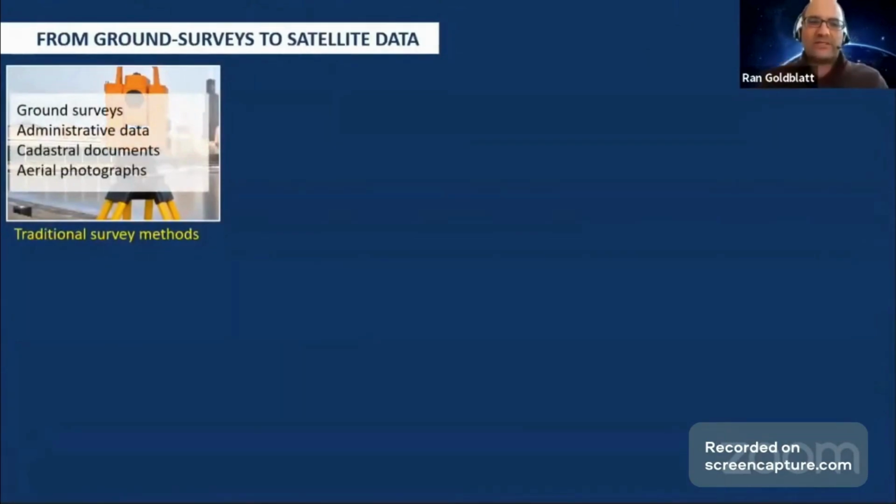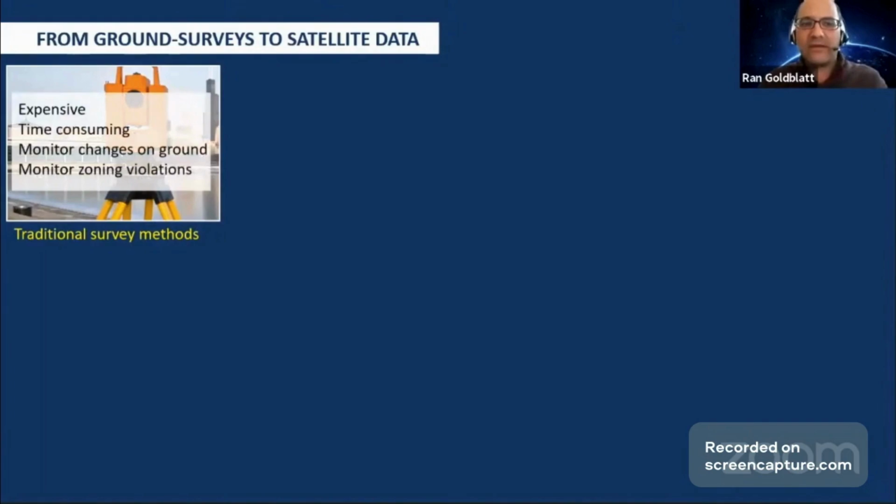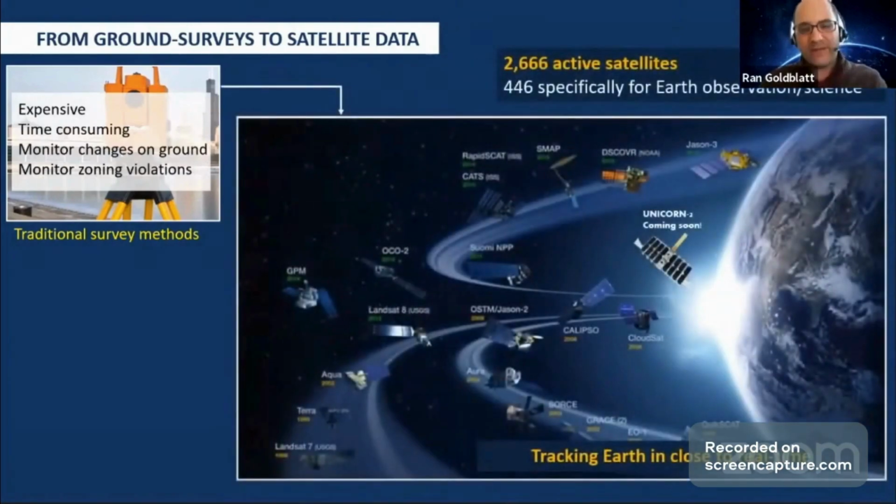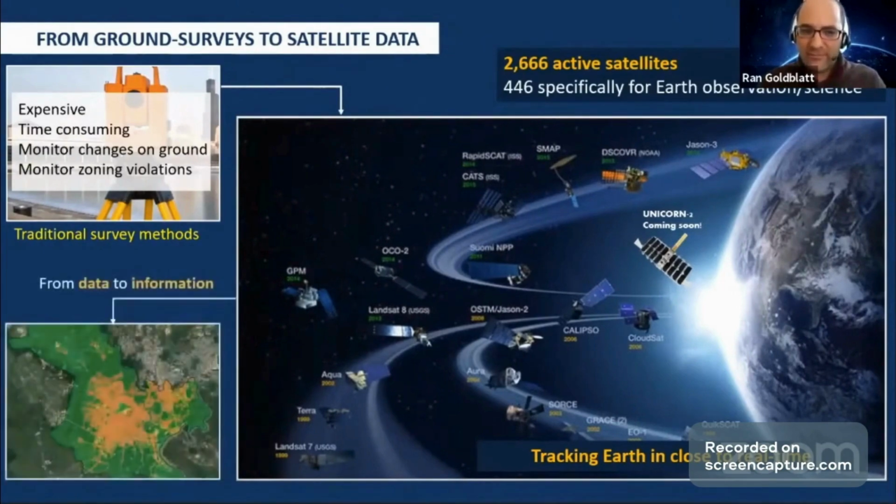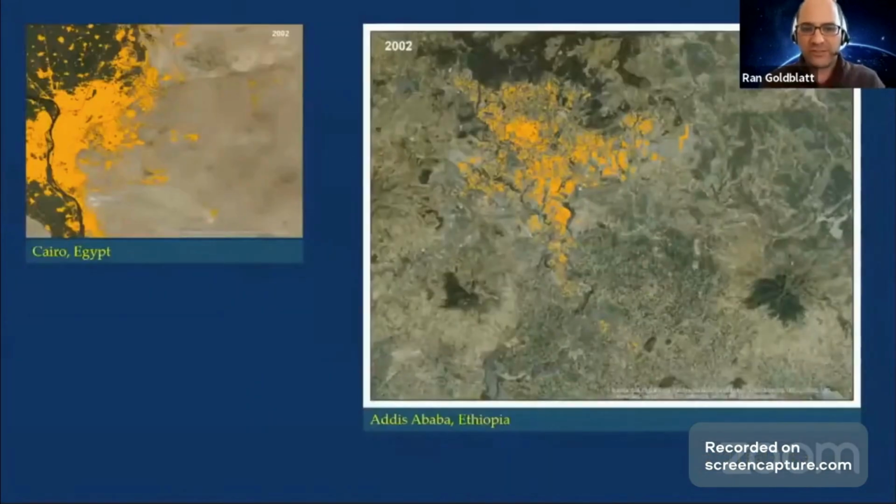How do we get data on urbanization? So traditional methods include ground surveys, administrative data, cadastral documents, aerial photographs. These methods are obviously expensive, time-consuming, making it very hard to monitor changes on the ground in close to real time. On the other hand, there are more and more satellites that constantly orbit Earth and collect data in different spatial, spectral, and temporal resolution in daytime, in nighttime, and they allow us to track Earth in close to real time and to convert all this data into meaningful information about what is happening on Earth, including urbanization processes.